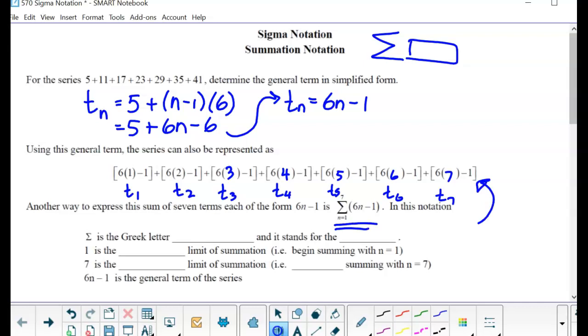Okay, so sigma is the Greek letter sigma, and it stands for the sum. 1 is what we call the lower limit of summation. So we begin summing when n equals 1. 7 is the upper limit of summation. We end summing with n equals 7. And 6n minus 1 is the general term of the series.